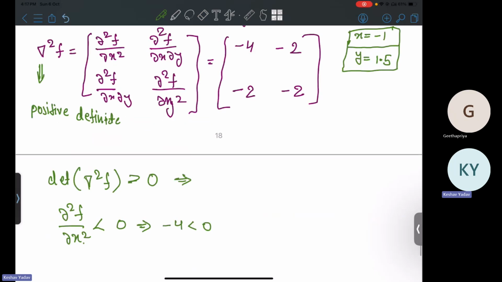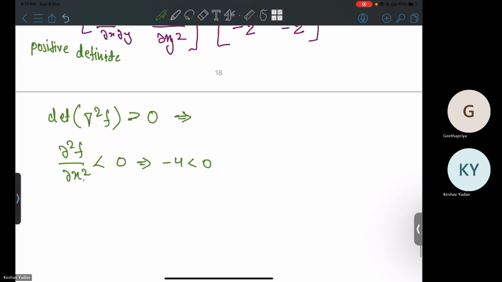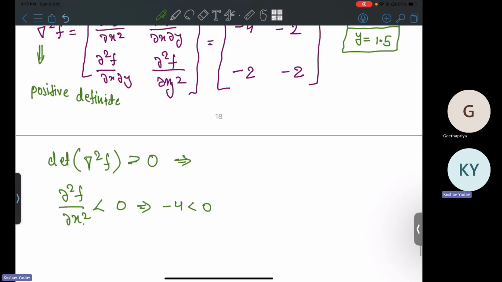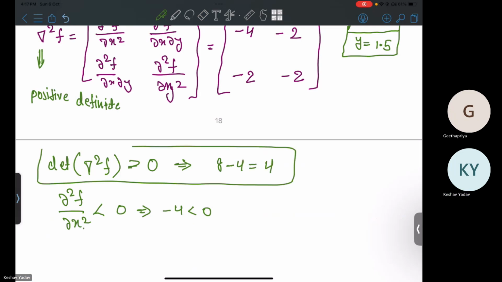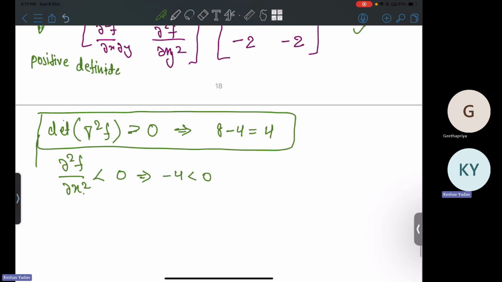Now I will find out the determinant. The determinant will be 8 - 4, that will be equal to 4. Okay. So it will attain a maxima at this point. So this is the condition for maxima. Okay. Now we move towards the next problem.